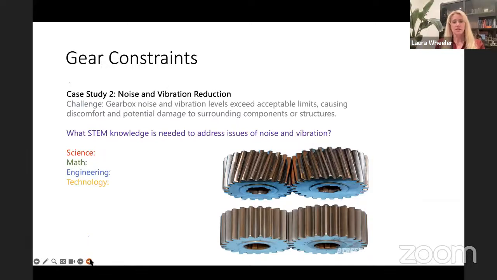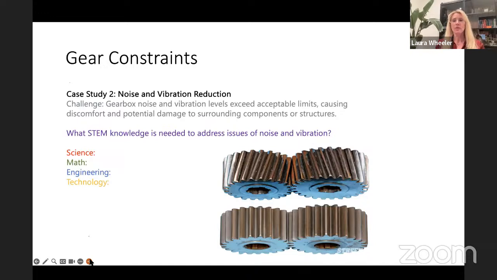Our next case study or a potential problem that we might need to consider is that gearbox noise and vibration levels might exceed acceptable limits, causing discomfort or potential damage to surrounding components and structures. So we might say, how can we reduce noise and vibration? Then I would say, what STEM knowledge is needed to address issues of noise and vibration?